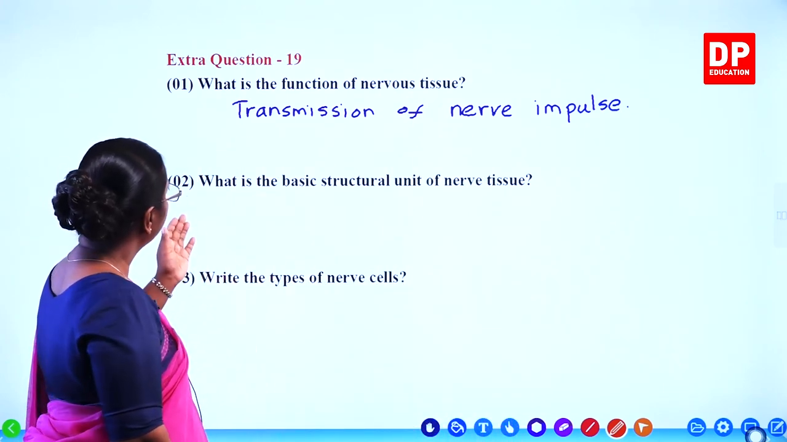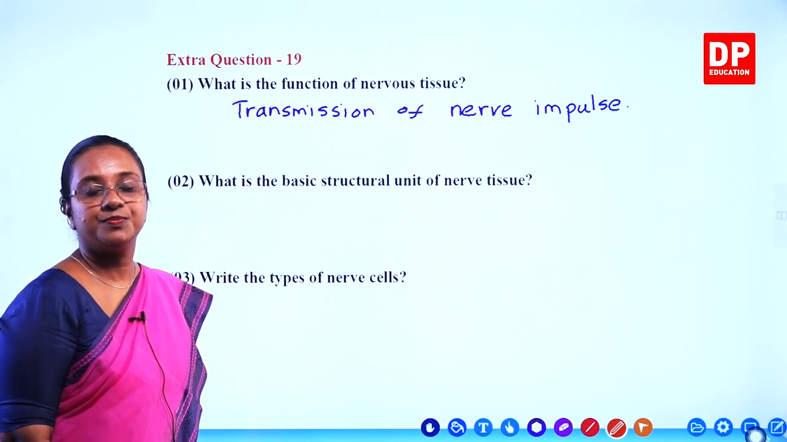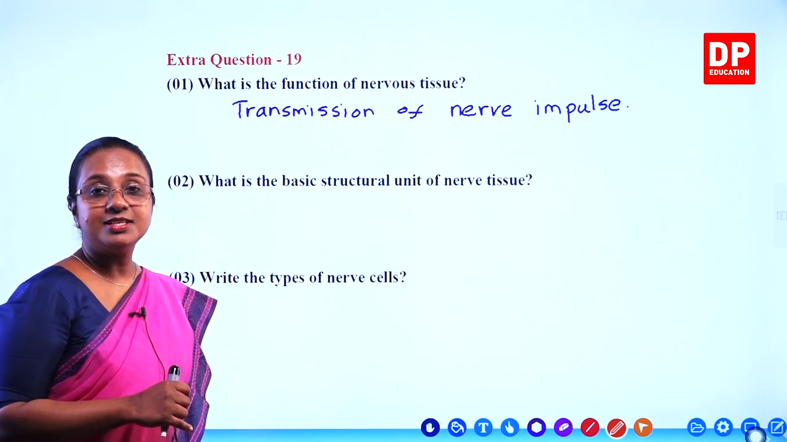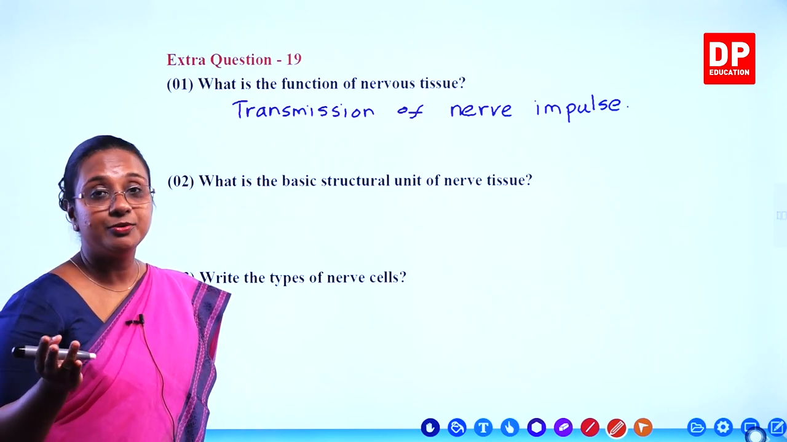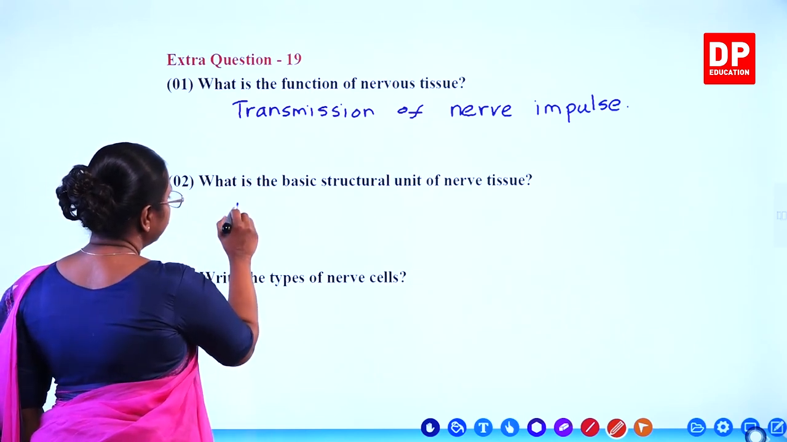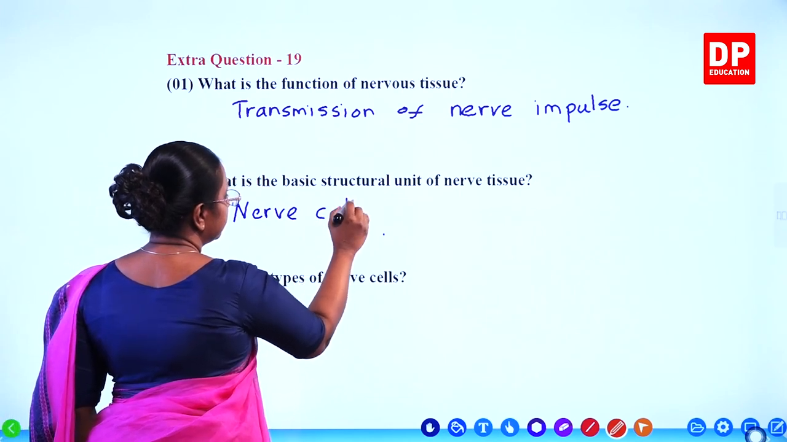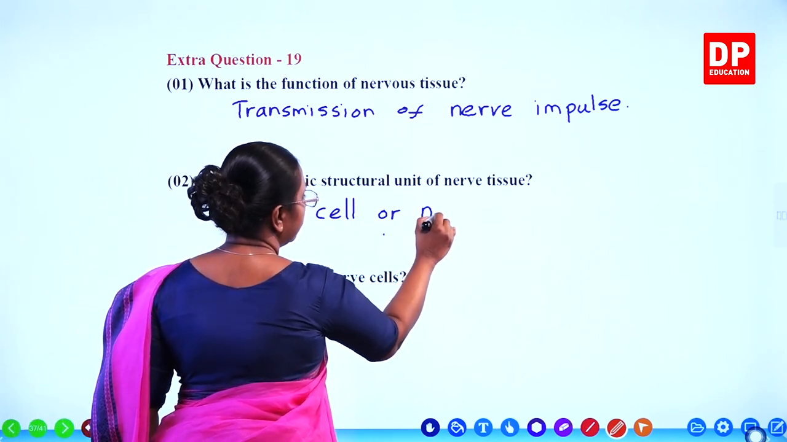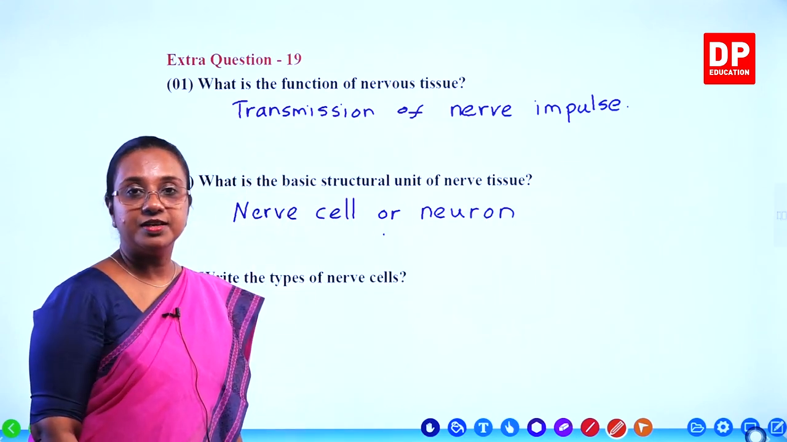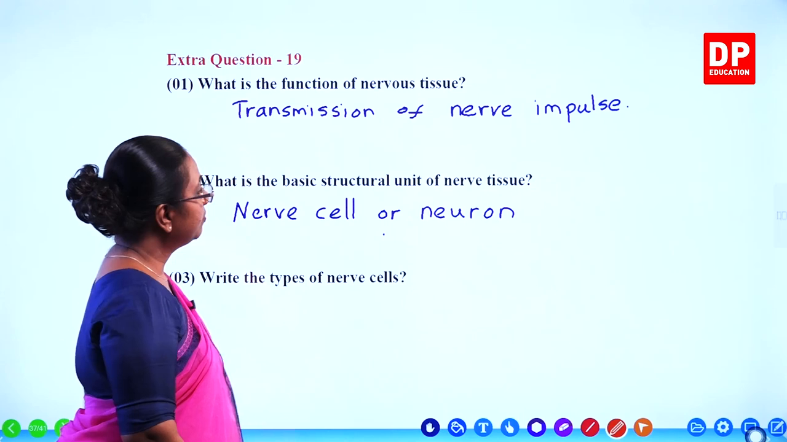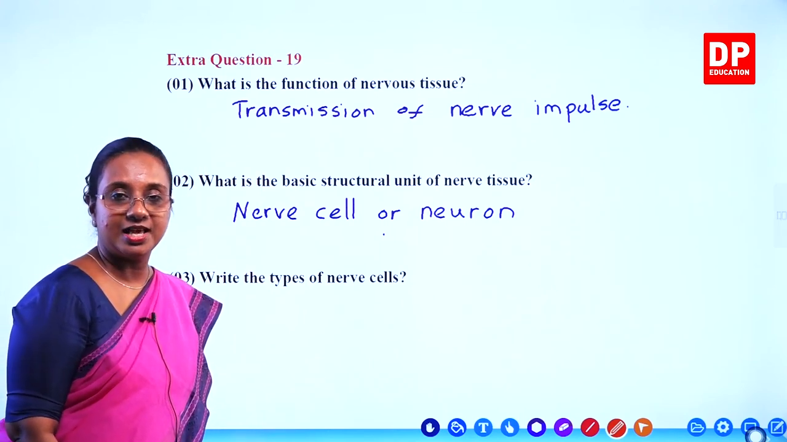Next one, what is the basic structural unit of nerve tissue? You all know the answer. It is called the nerve cell or neuron. So here I will write both answers, nerve cell or neuron. You can write one of the answers. Neuron would be better.